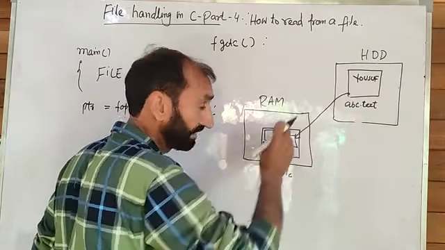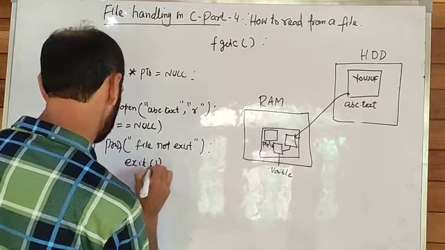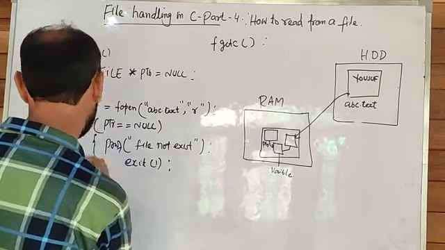So it will print a message, whatever we want to print, such as file does not exist, or it will show some error message, and it will exit. That is the first condition: if the file does not exist. How would we know that the file does not exist? If ptr is equal to null, that means the file does not exist. That means ptr does not contain the address of any file.